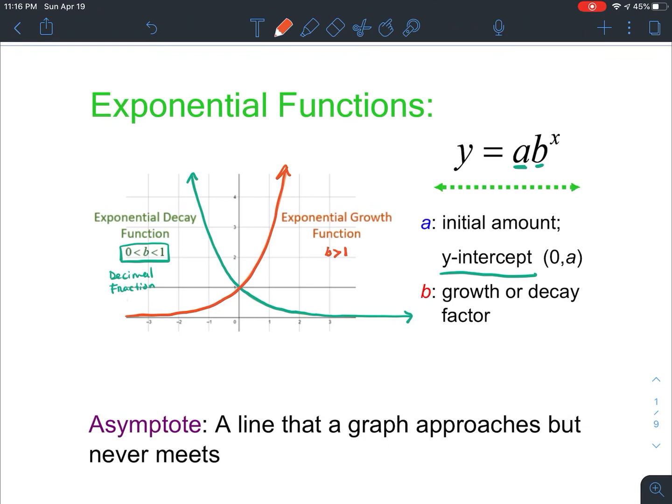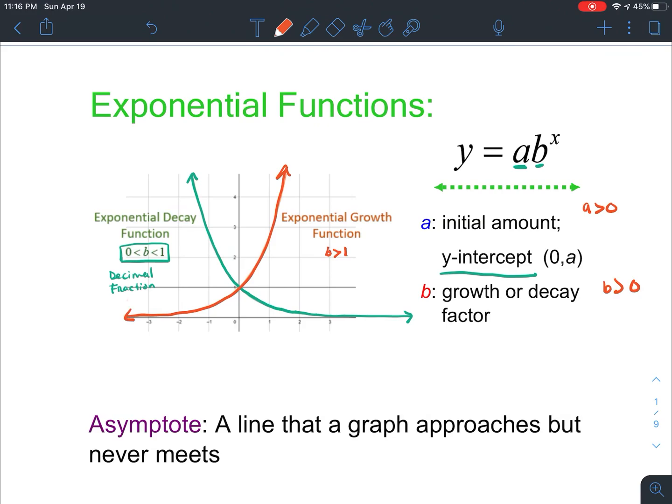Now, the one thing that has to be true, we're going to keep a greater than 0. So our initial values are going to be positive, and our b values are also going to be positive. Otherwise, we get weird multiplying by a negative, and the graph will not look nearly as nice.